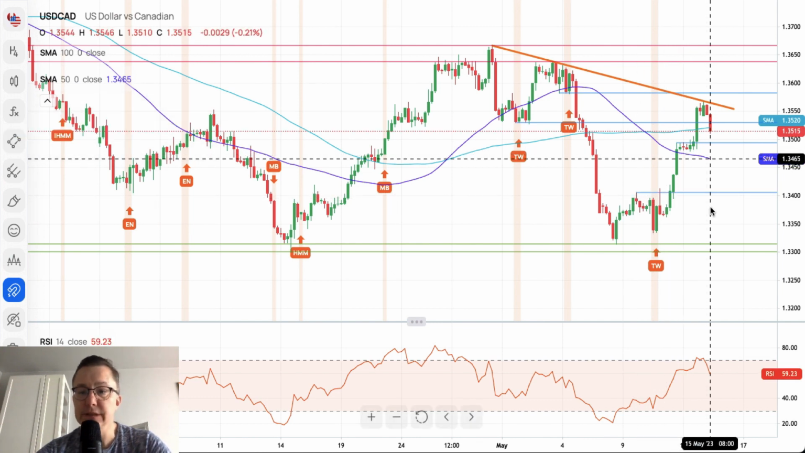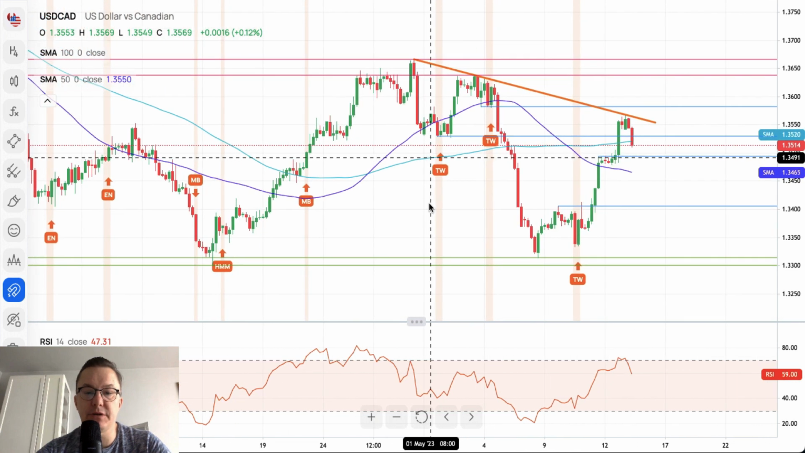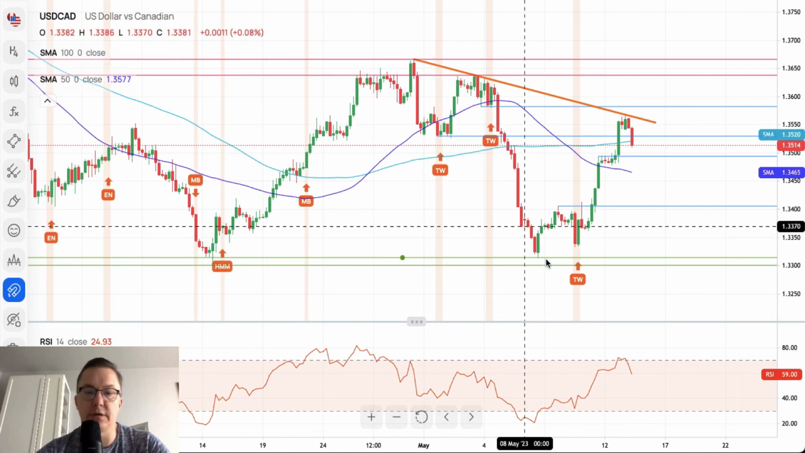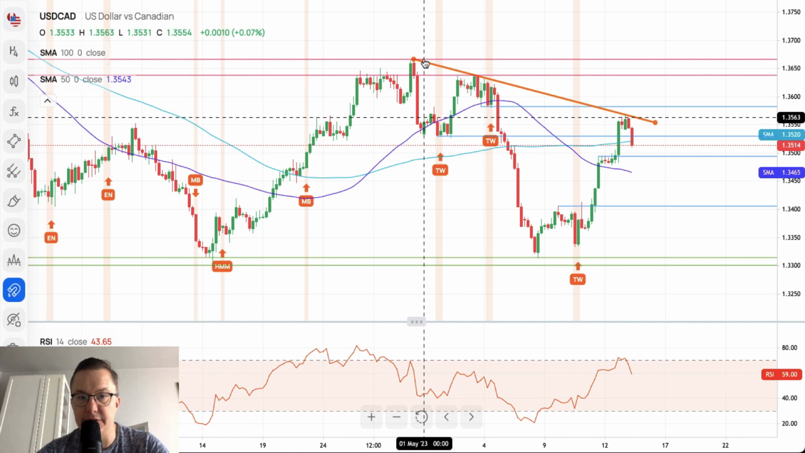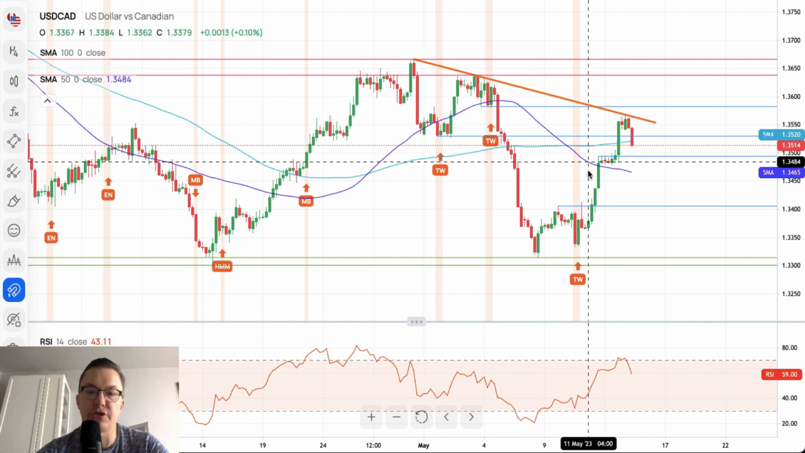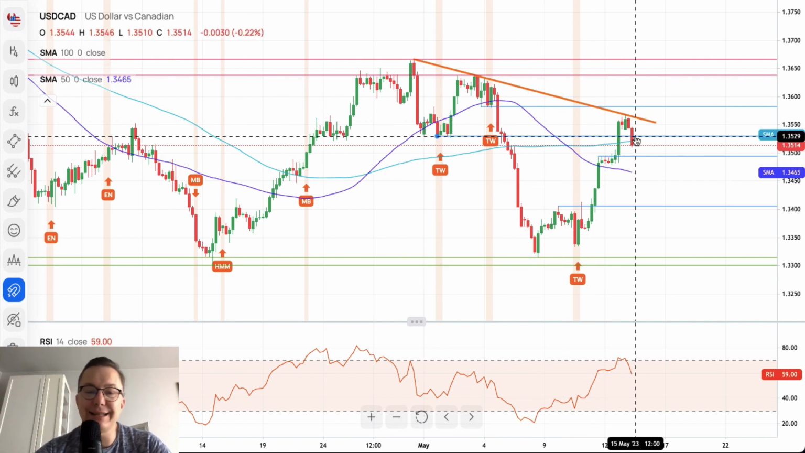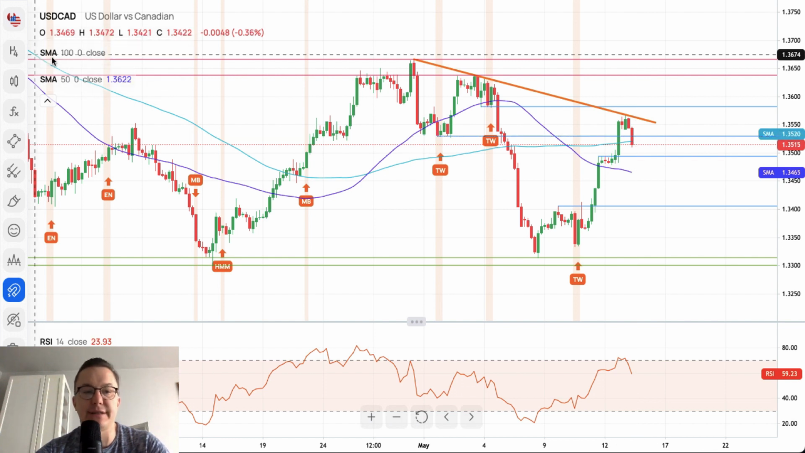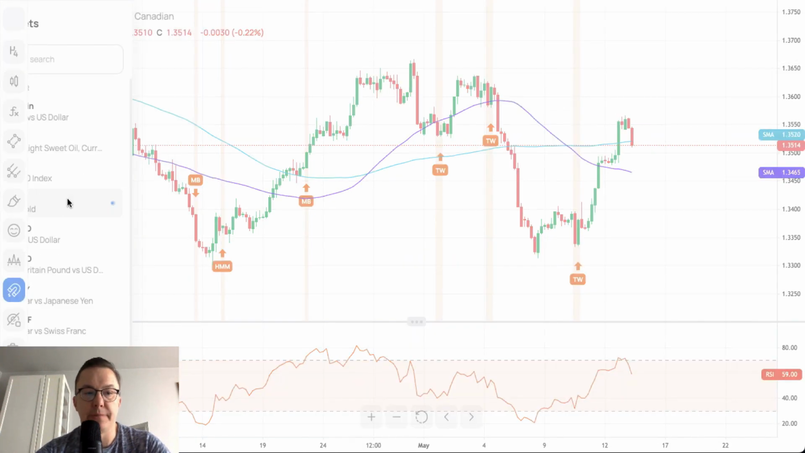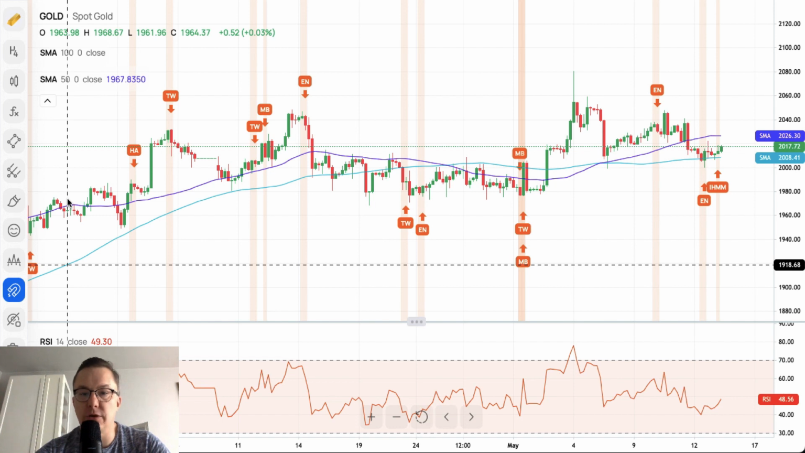So that's the one level of the support, and the second level of the support is located somewhere around 1.3405. So the outlook remains bearish, and we are moving from the extremely overbought market conditions to the extremely oversold market conditions. The market is trendless, a little bit skewed to the downside, so that's the situation on the US dollar to the Canadian dollar.